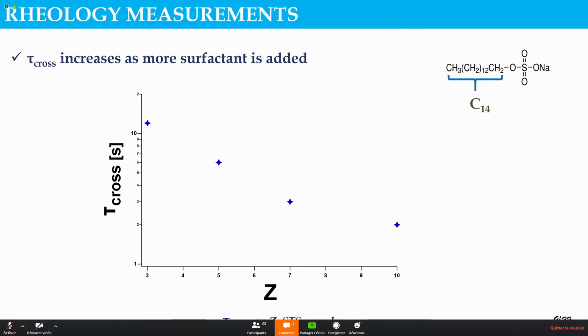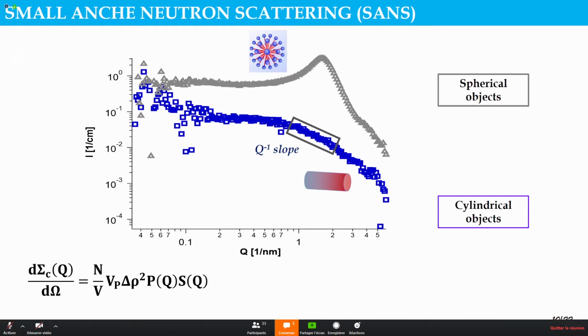And so we did SANS measurement. Just to remind us of some theory concepts about SANS, here in the slides I just have two different curves for two different objects with two different shapes. Basically, when we fit our data in SANS, we are just fitting the data with a model.